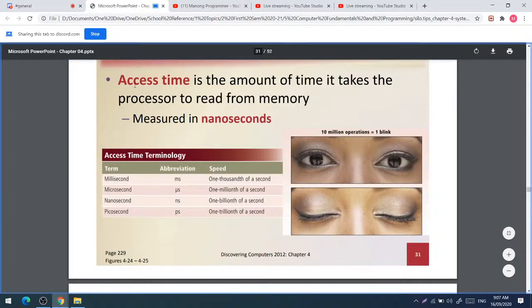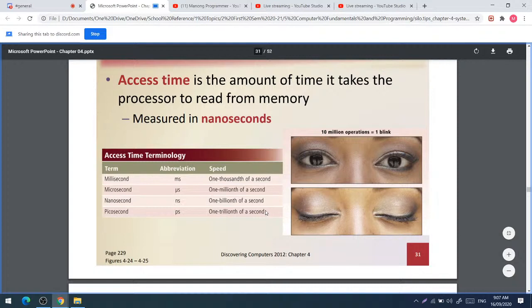So we also have the access time. Access time is the amount of time it takes the processor to read from the memory. So kung gaano siya kabilis kumuha ng instruction kay memory. So this is measured in milliseconds, micro, nano, and pico. So pag sinabi nating milliseconds, that is 1,000 of a second. So micro, 1 million of a second, and nano, 1 billion, and pico, that is 1 trillion of a second.